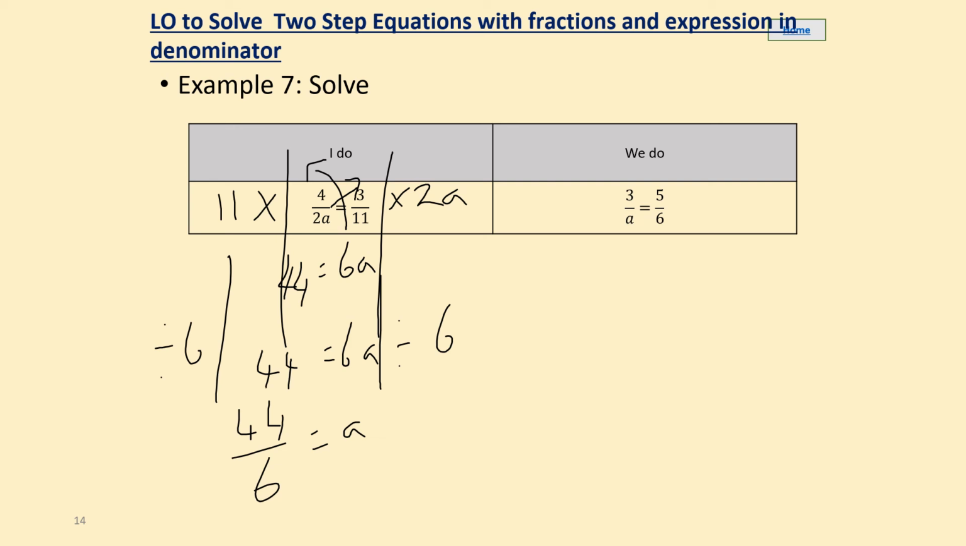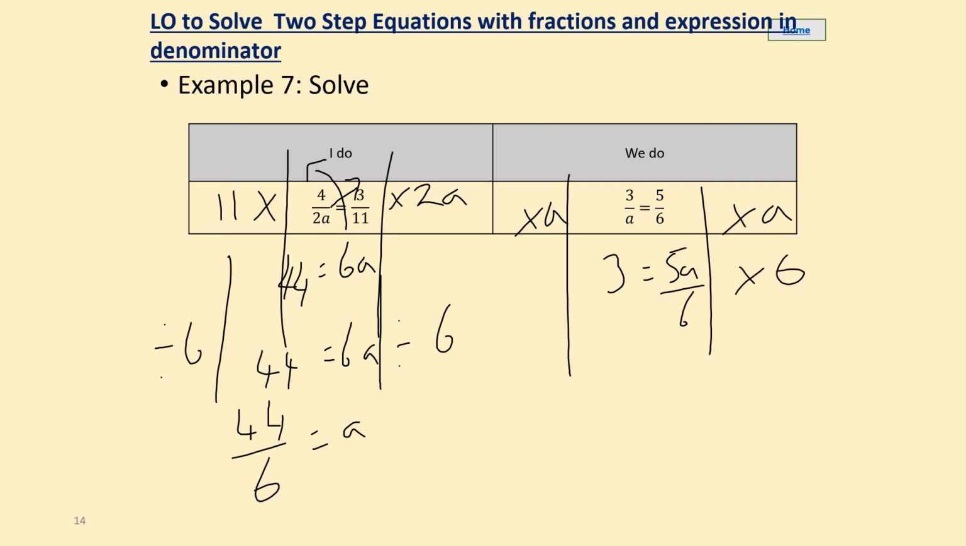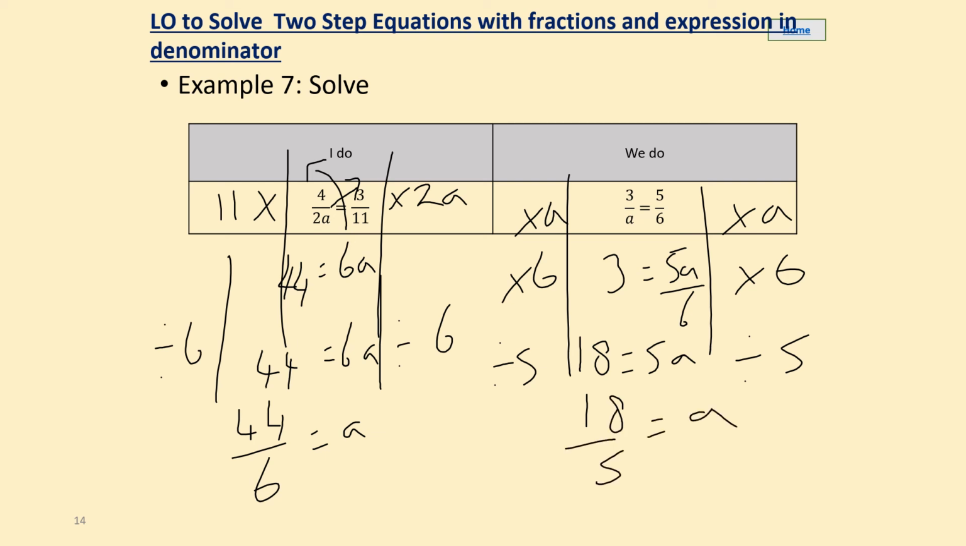Let's do it the other way. 5 times A, 3. I'm going to multiply both sides by A. 3 equals 5A over 6. Then what we could do is multiply by 6 to get 5A by itself. 3 times 6 is 18 equals 5A. Divide both sides by 5. We don't want 5 lots of A, we just want A. 18 divided by 5, which can be simplified.